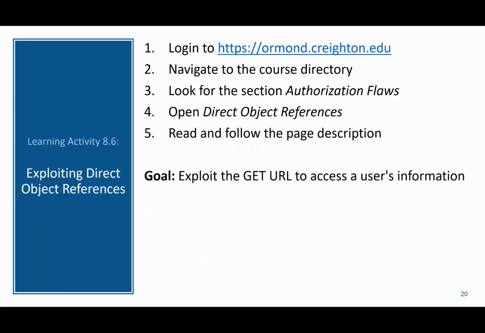So log into orman.creighton.edu, navigate to the course directory, look for the authorization flaws section, and then open direct object references. Read the description on that page, and then your goal is to exploit the GET URL. So GET is basically when you have a parameter in the URL itself with an equals sign after it. What you need to do is put in a value that would exploit this parameter to be able to reveal users' information. Pause this video, and come back when you have attempted this exercise so that we can compare your answer.